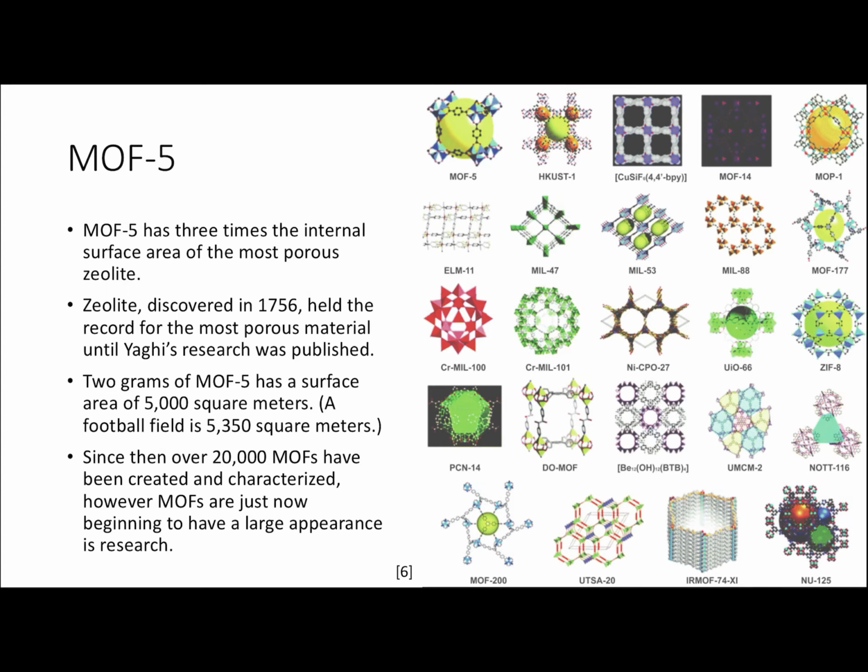2 grams of MOF 5 has a surface area of 5,000 square meters, and then just as a reference, a football field is 5,300 square meters. Since then, over 20,000 MOFs have been created and categorized. However, MOFs are just now beginning to have a large appearance in research.